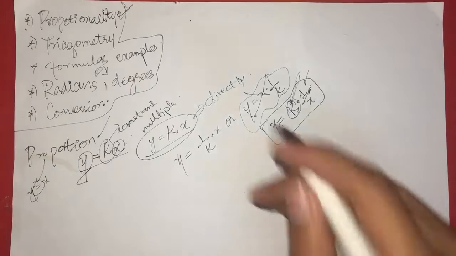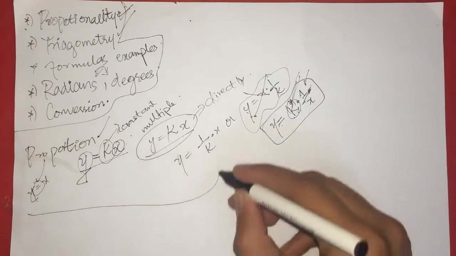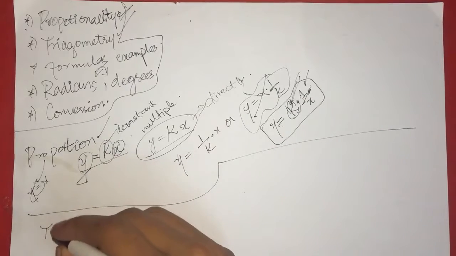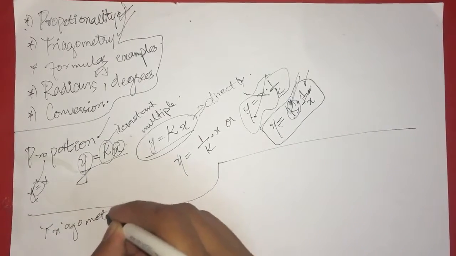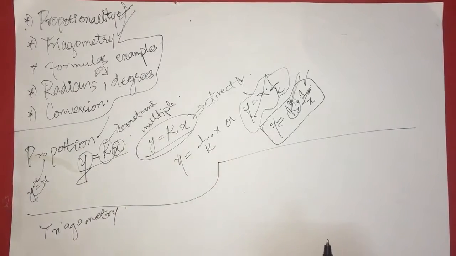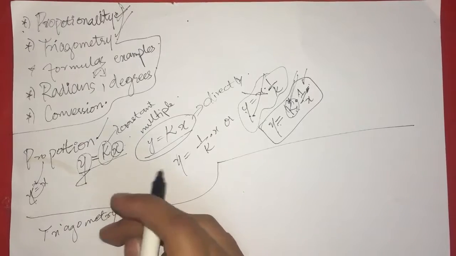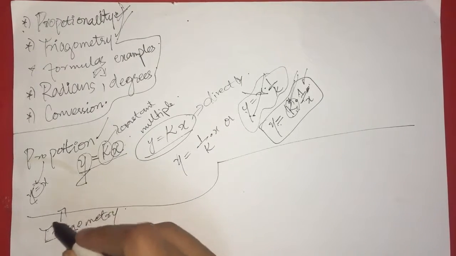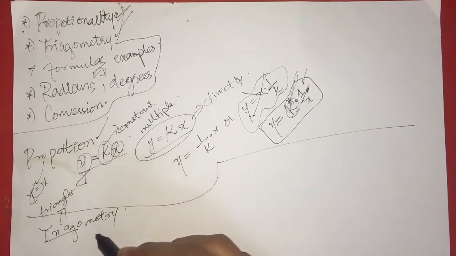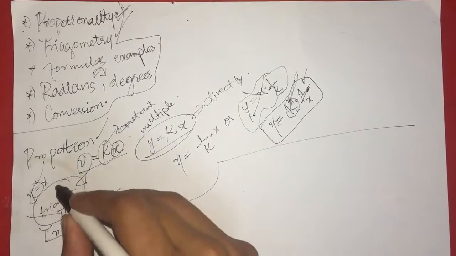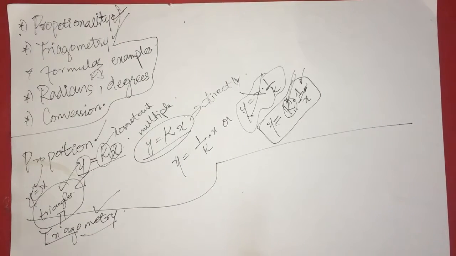Now let's discuss trigonometry. So what is trigonometry? Here trig means triangle. So it's basically the study of the sides of the triangle. It's basically a study of triangles. The study of the sides of the triangle is called trigonometry.